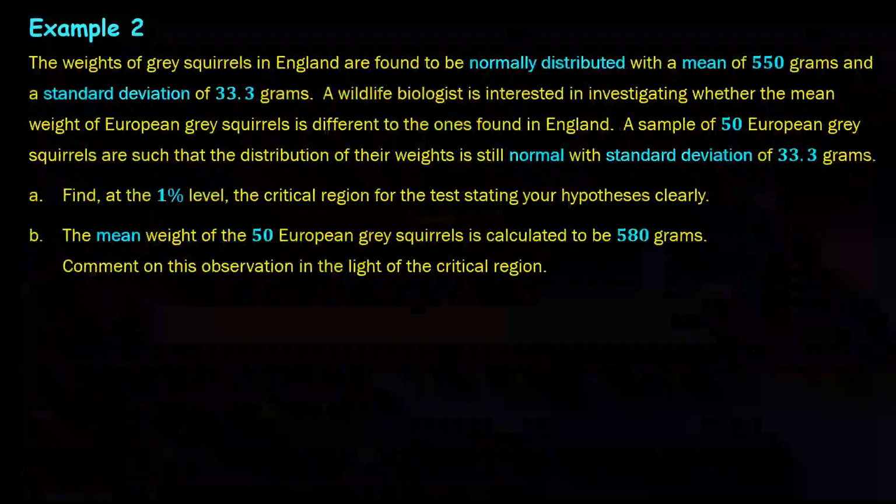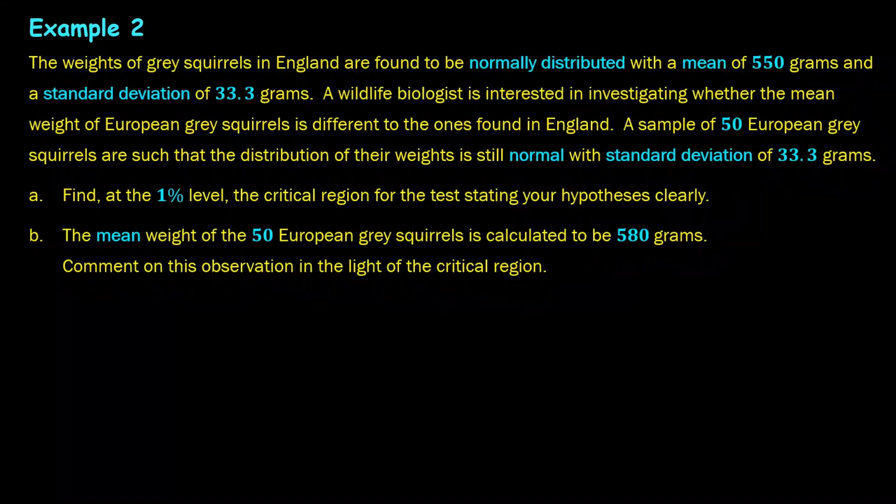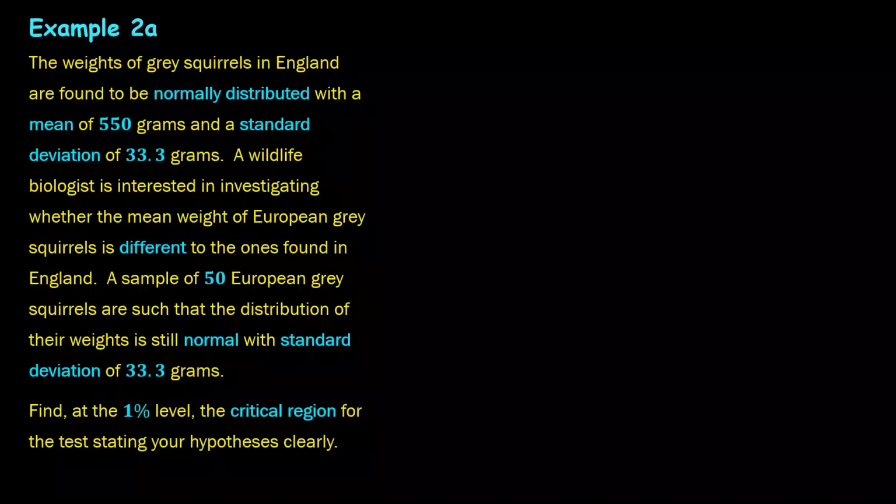Now let's take a look at another example. Pause the video and have a go. Press play when you're ready to view the solutions. So let's take a look at part A first.